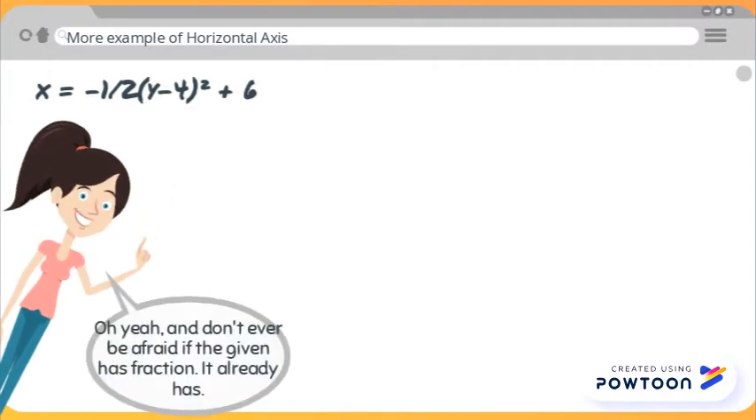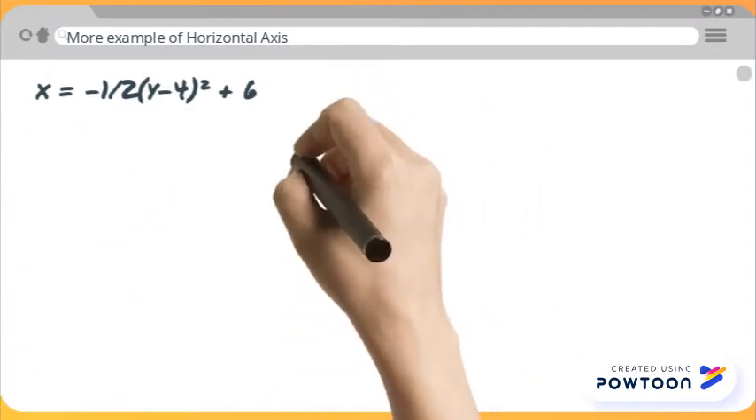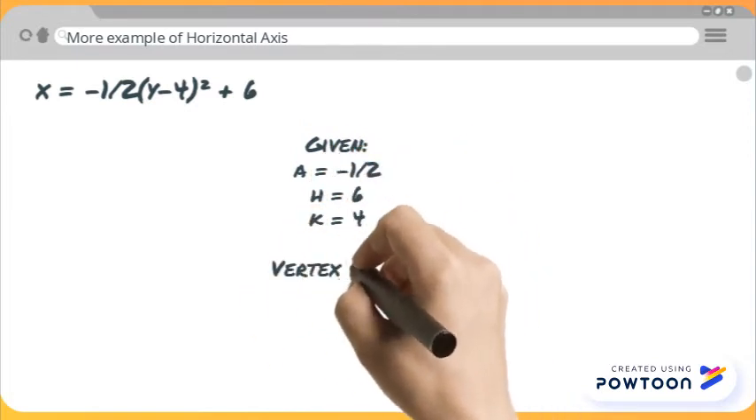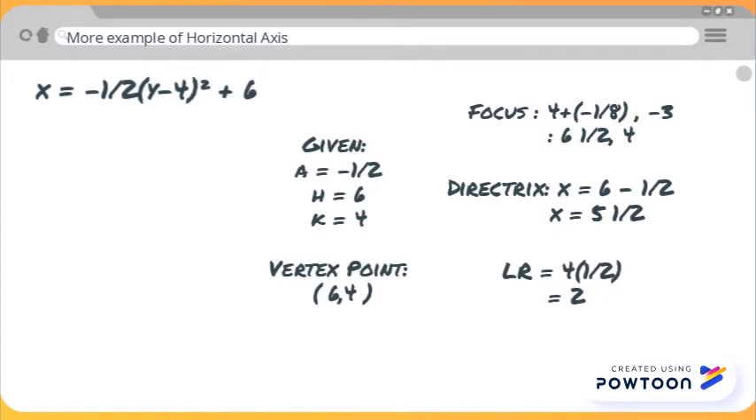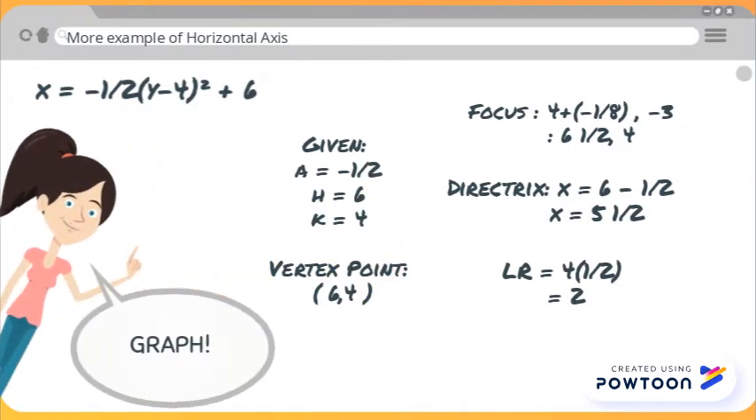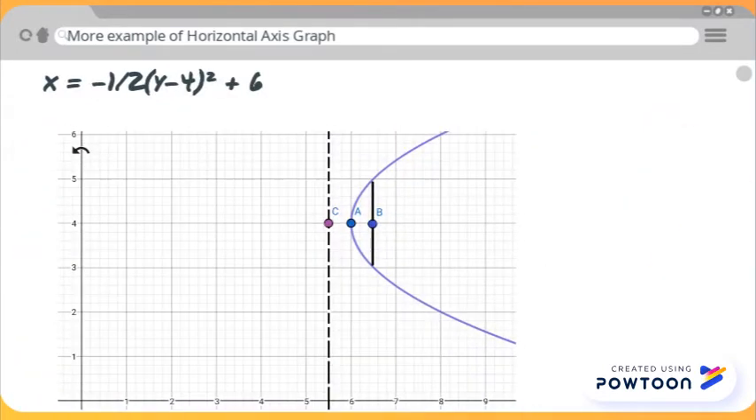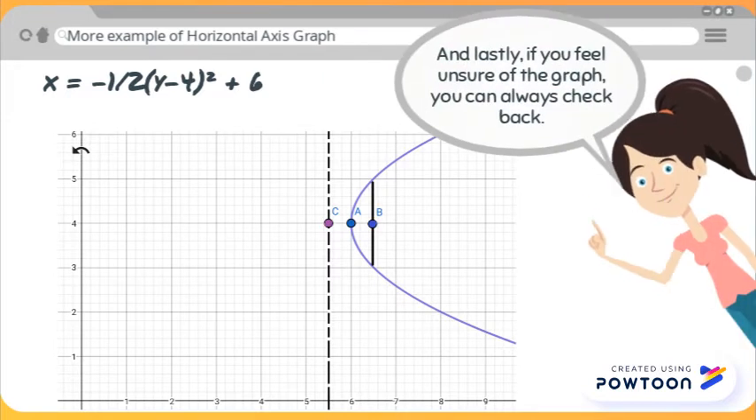Oh yeah, and don't ever be afraid if the given has a fraction. Graph! And lastly, if you feel unsure of the graph, you can always check back.